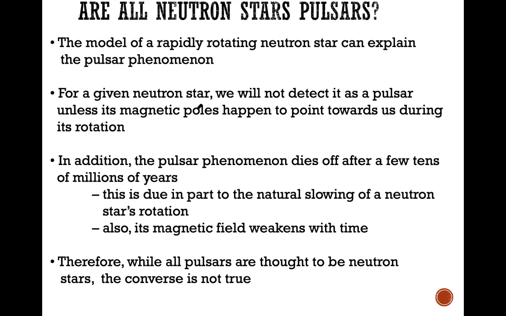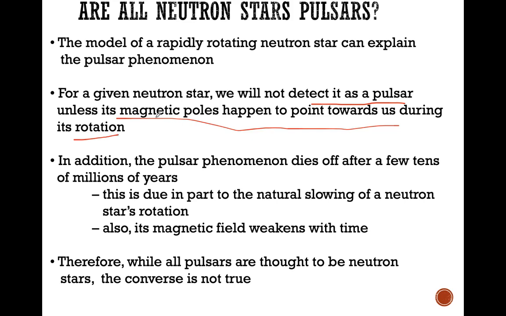For a given neutron star, we will not detect it as a pulsar unless its magnetic pole happens to point towards us during its rotation, right? Remember, this is a requirement. You can have a neutron star rotating, but we will not detect it as a pulsar if its magnetic pole does not point towards us, because the magnetic pole can be directed towards another direction. It doesn't have to be in our direction, right? It's a random thing. Sometimes it is directed towards the Earth.